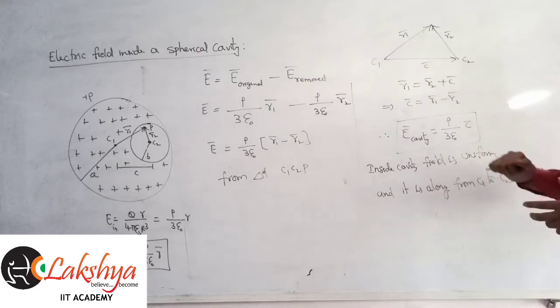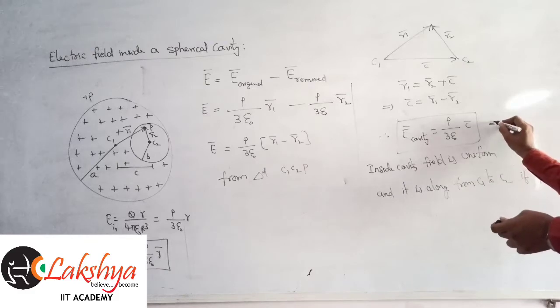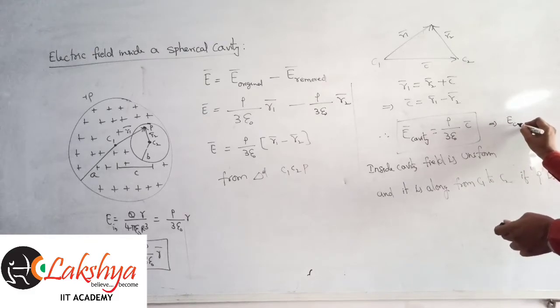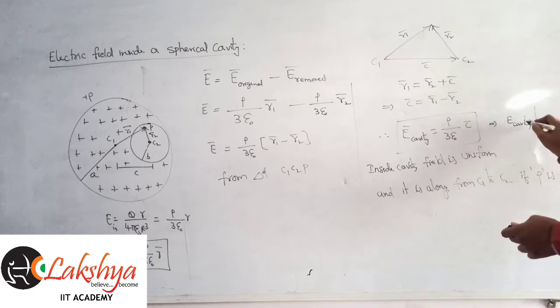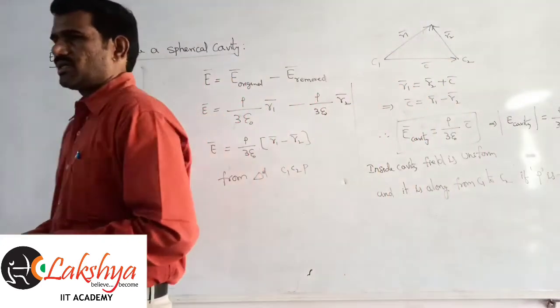That means its magnitude we can write as the electric field magnitude inside the cavity. I can write this magnitude as rho by 3 epsilon naught into C. Here we write C as the distance between those two points. So it is the electric field inside this cavity.